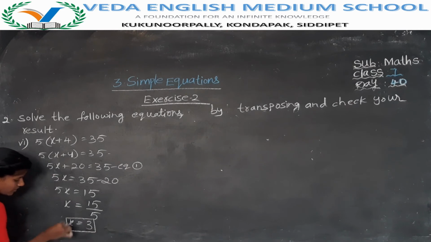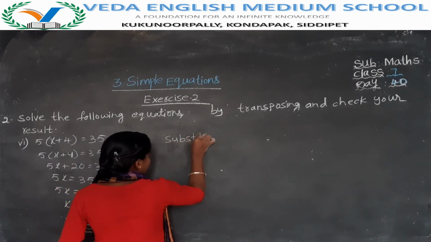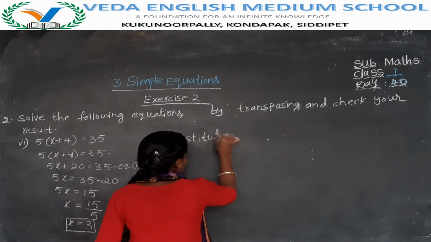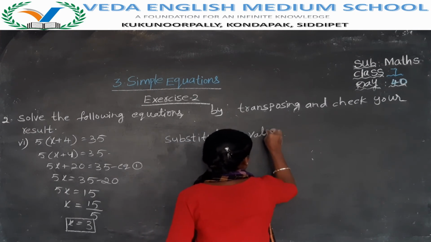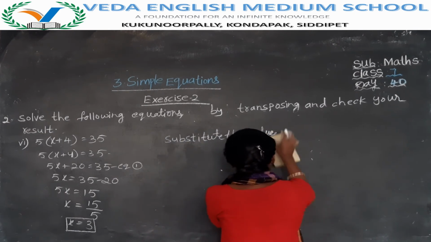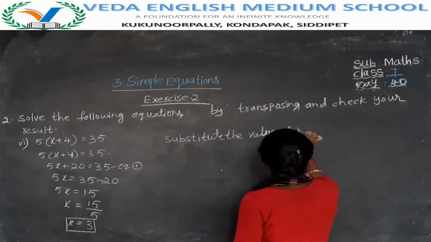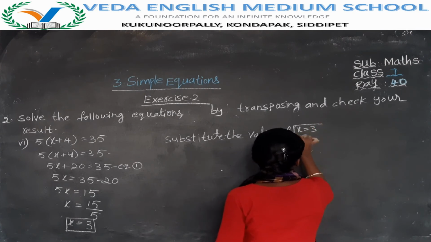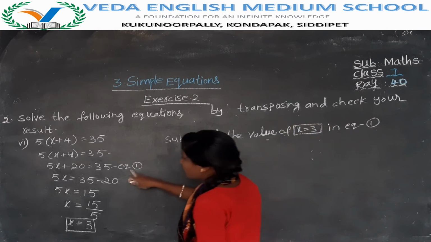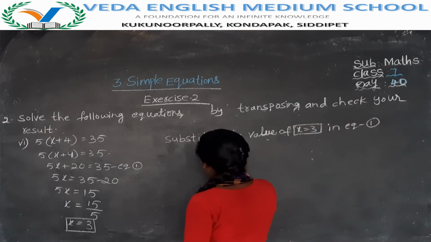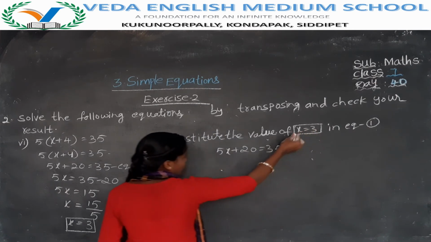The value of x is 3. Now substitute the value of x is equal to 3 in equation 1. What is equation 1? Equation 1 is 5x plus 20 is equal to 35. Now in the place of x we have to write 3.